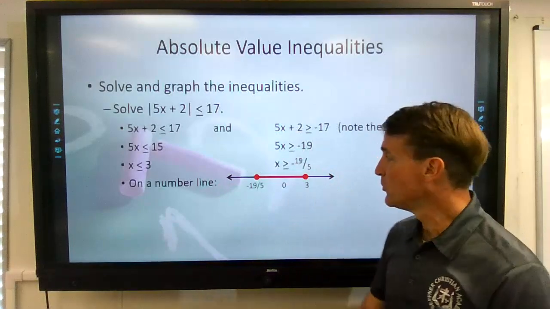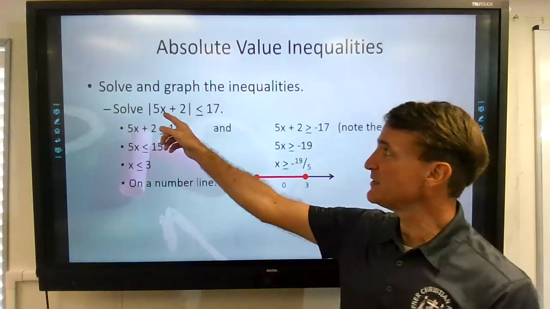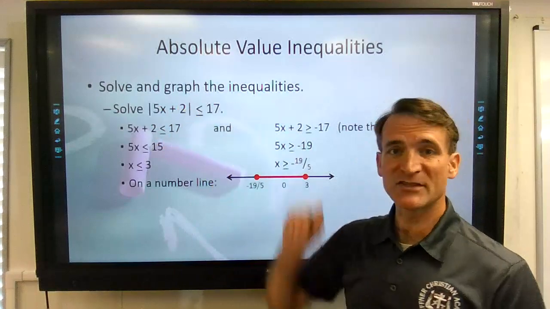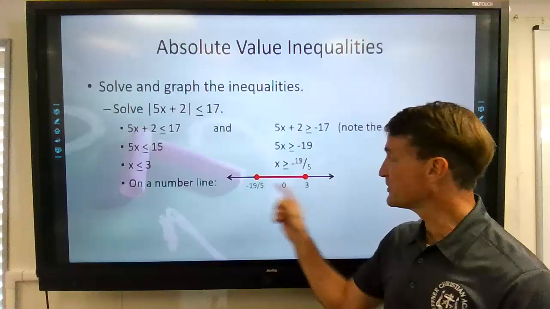Just for a quick run through, let's try 0. If I plug in a 0 here, I get 2. The absolute value of 2 is 2. Is 2 less than 17? Yes, it is. So it works here in the middle.